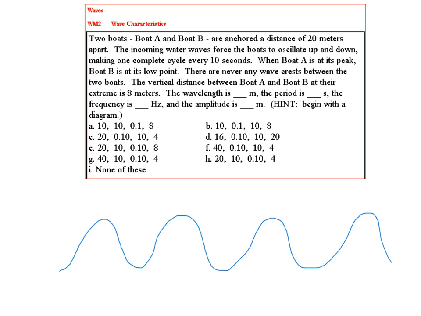For example, this says when boat A is at its peak, boat B is at its low point. So we could put boat A right here. That's all you have to draw. And then boat B has to be at a low point. Well, there's lots of low points next to boat A, but notice it says there are never any wave crests in between. So that means boat B would be pretty close to boat A. So we're going to put it right there.